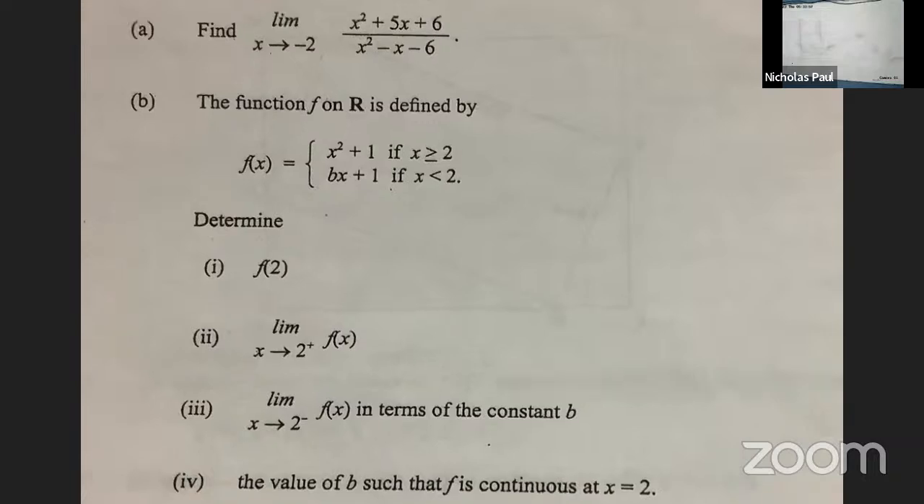So I'm just checking up on the answers for the first part. What you all got for 2? Right? So you're using the first function, right? 2 squared plus 1, 5. Nice. As you approach from the right, what function are you using? The first or the second function? First function, nice. So you'll end up with the same thing, 2 squared plus 1, which is 5. So you're going good so far.